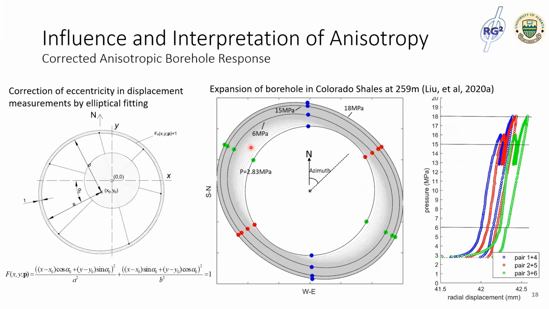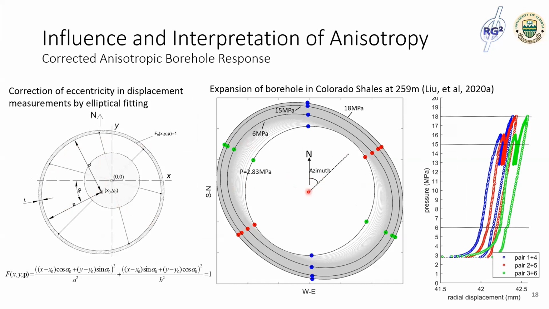A correction procedure is proposed here by applying elliptical fitting to the displacement readings at each pressure increment, so that the reading can be transformed into a fixed coordinate system with its center fixed on the center of the borehole.